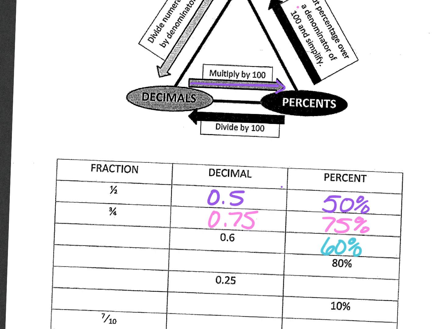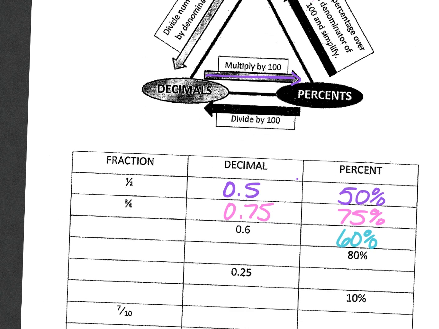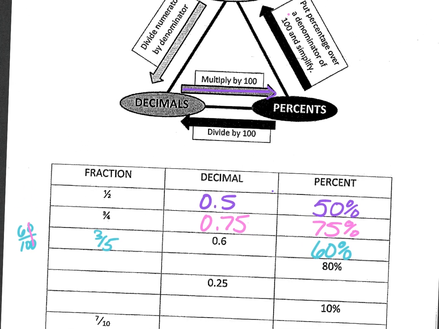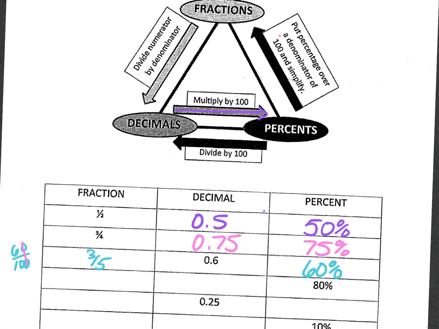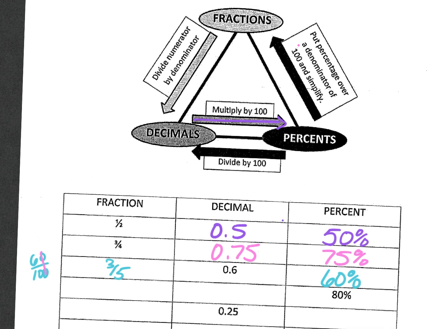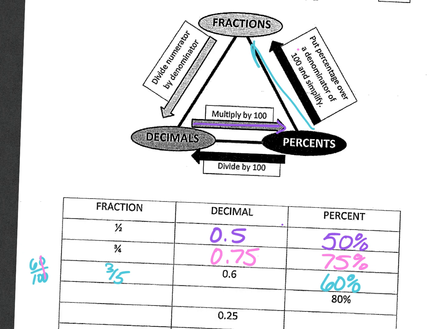60% is actually 60 over 100. This is doing it without a calculator. If I simplify that, 6 out of 10 simplifies to 3/5. And we want the simplified version. So if you have a percent, you can simply divide by 100, which is what I did. That's what this is saying here. We divide by 100.